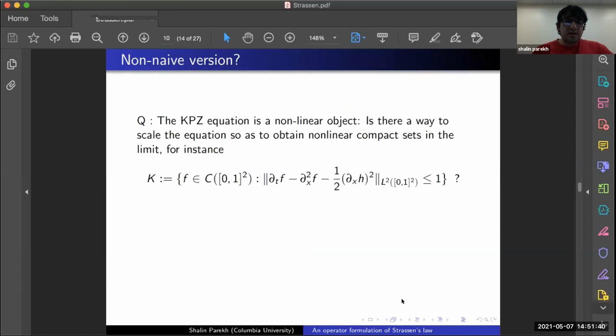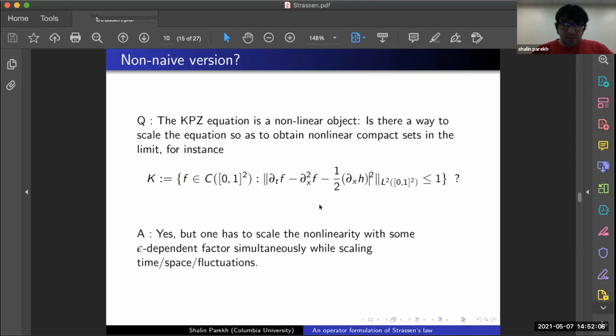But a question that pops up naturally is: is there a way to scale the equation so as to obtain a nonlinear compact set in the limit? For instance, a set that reflects the structure of the equation, right? So the KPZ equation is this, sorry, this should be an F equals space-time white noise. Space-time white noise has an L2 structure.